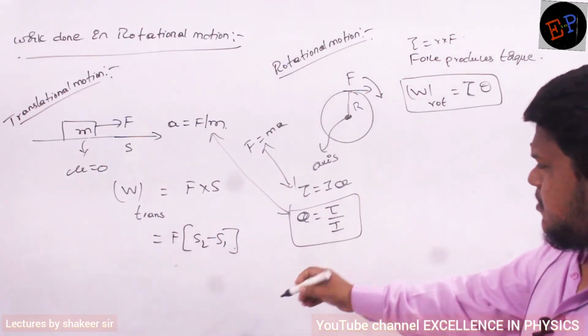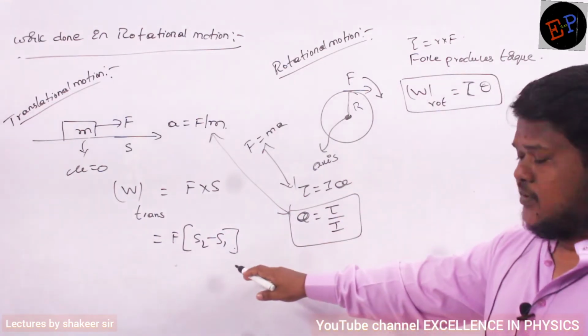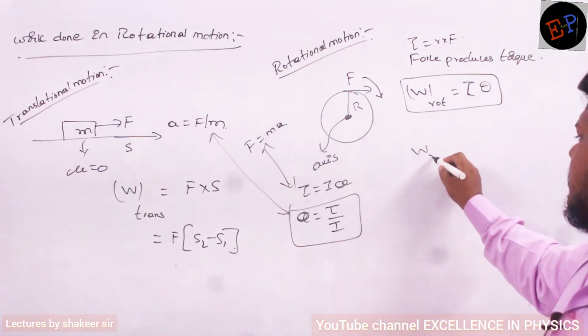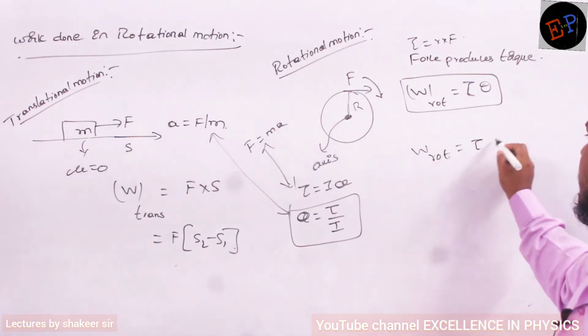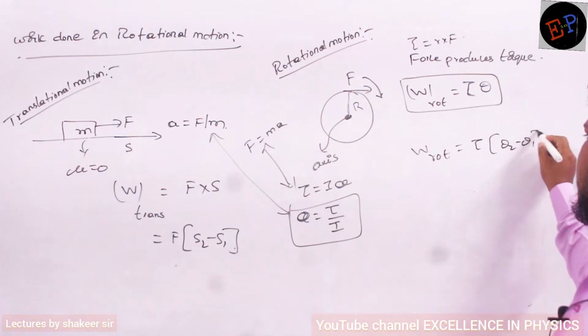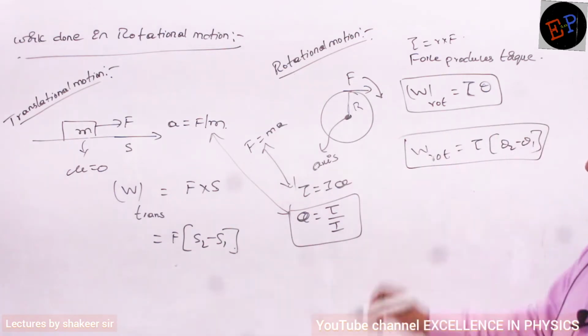Or instead of writing in this method, if I want to write in this method, how can I write? Work done in rotational motion is equal to torque into theta 2 minus theta 1. So this is the equation of work done. Are you able to understand?